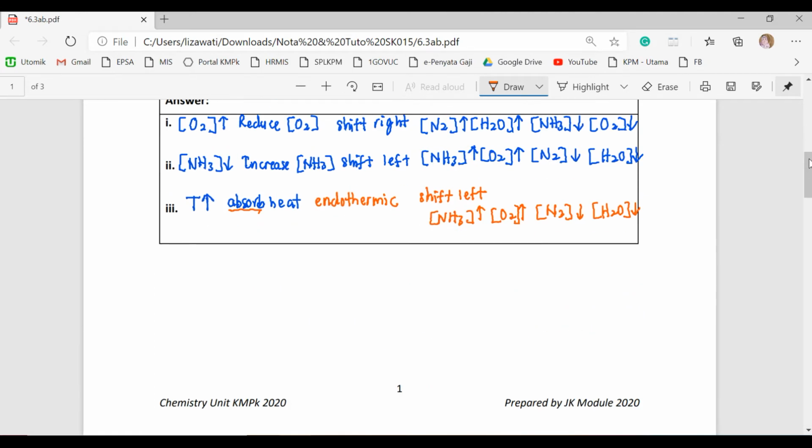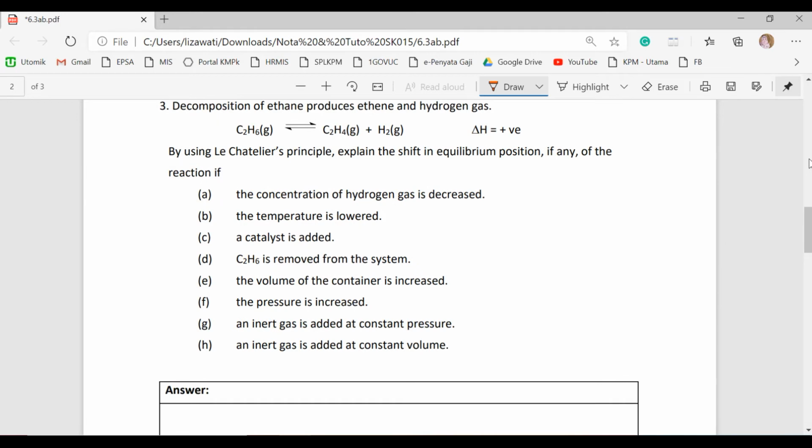Now we move to question number 3. Decomposition of ethane produces ethene and hydrogen gas. Given to you as the clue here, delta H is positive. By using Le Chatelier principle, explain the shift in equilibrium position, if any, or direction. First, if the concentration of hydrogen gas is decreased.